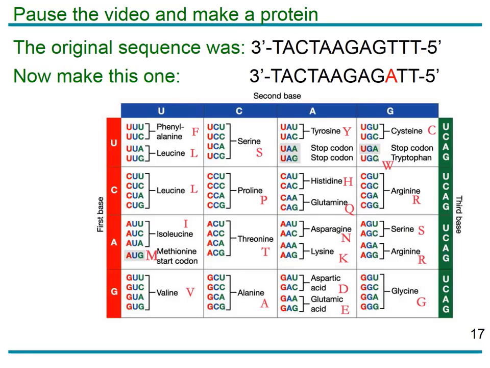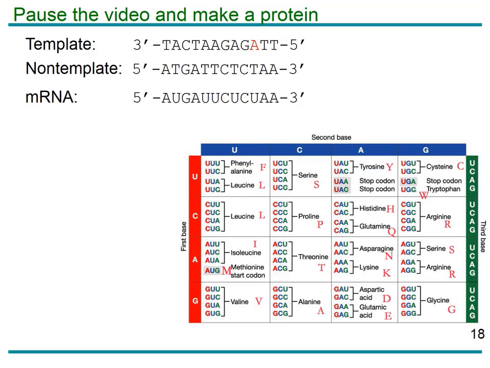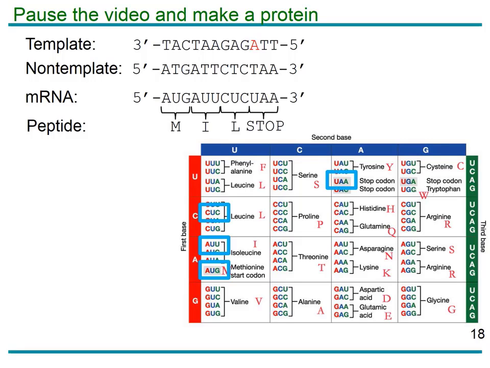Here's another mutation for you to work through. So here was the original sequence that had the amino acids MILK, and now we're going to make this an amino acid sequence from this nucleotide sequence. So if you transcribed and translated this DNA sequence, you got this non-template DNA sequence and this mRNA sequence, and then when you made your peptide, you started with methionine, and then isoleucine, and then leucine. But now that last codon is going to be a stop codon, so it's going to stop translation.